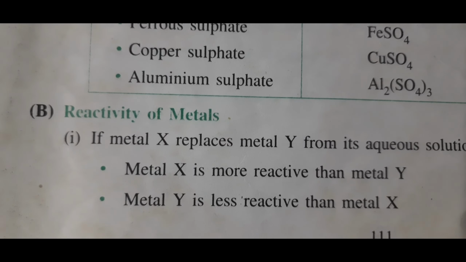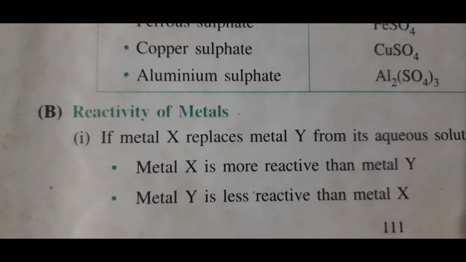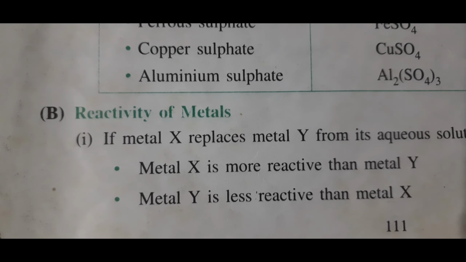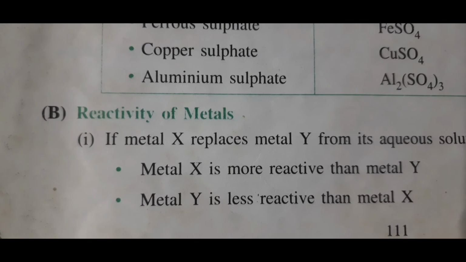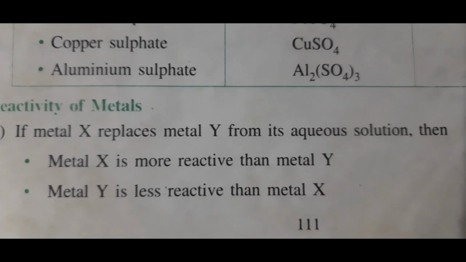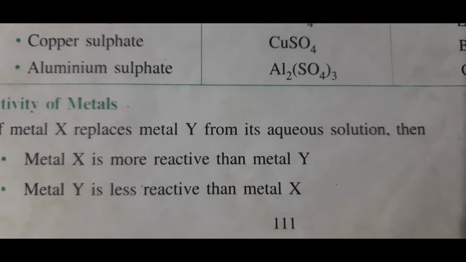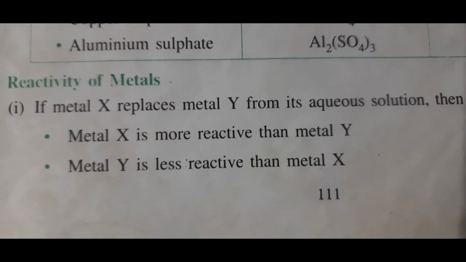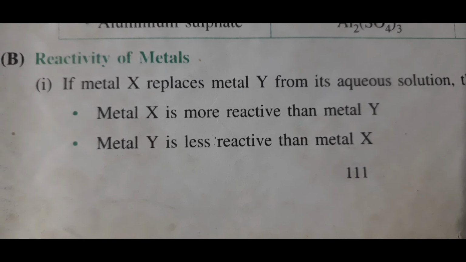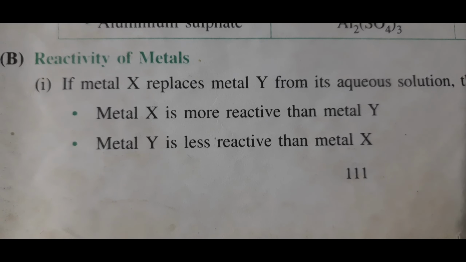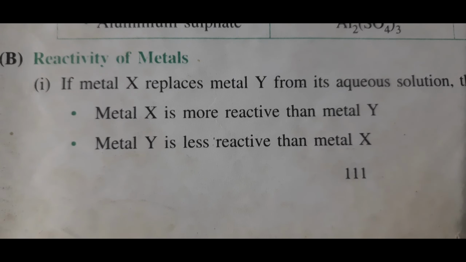Now come to B. What is B? Reactivity of metals. If metal X replaces metal Y from the solution, then what happens? Two things. Metal X is more reactive than metal Y, or else we can write metal Y is less reactive than metal X. Both you have to write.